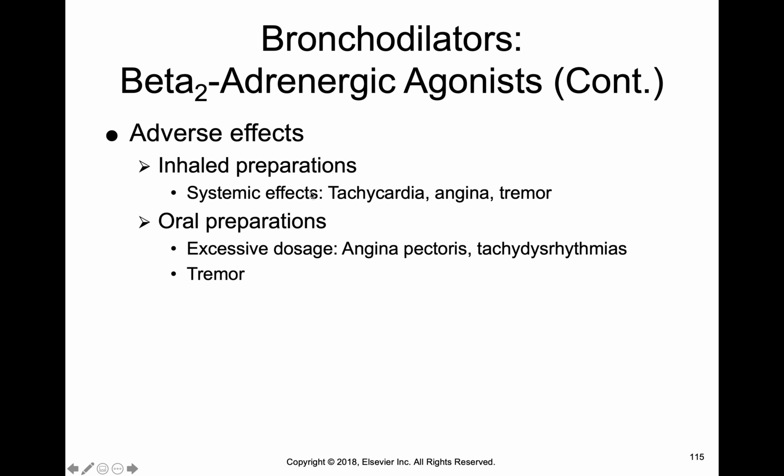Beta agonists, again, with anything, if you spill over, right? If you give too much of a drug, no drug is 100% specific to a receptor, right? So what is the other receptor that we can affect if we spill over? Beta 1, and beta 1 receptors sit on the heart, so if you use too much of the beta 2 albuterol, it can spill over and start to affect beta 1 receptors, and what does that do? You can cause tachycardia and angina and tremor.